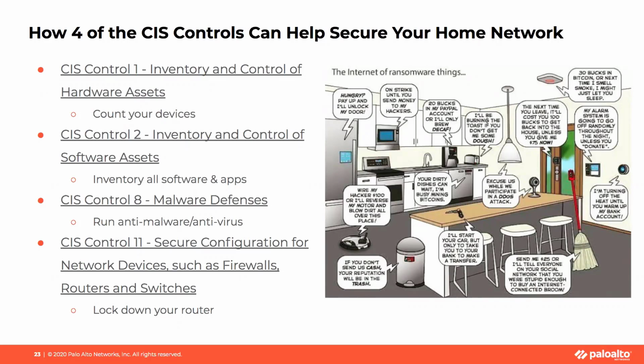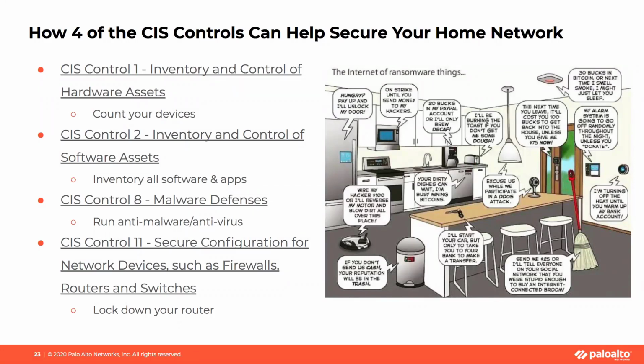CIS control number 8 is another one to apply to your home security network, and this is essentially malware defense, not just from an endpoint security standpoint, but also from a network standpoint. Making sure that you have strong endpoint and network security that's updated regularly and continuously checking for vulnerabilities and threats, extremely important as well.